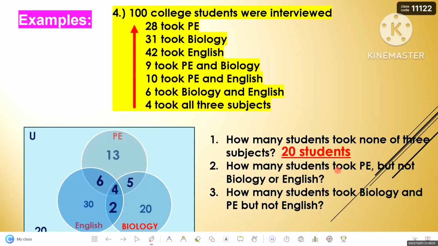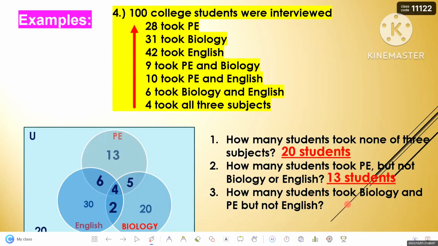So let's take number 2. How many students took PE but not biology or English? PE pero hindi English, hindi rin biology. Ano kaya ang tamang sagot? Is it 13? Let's try. That's correct. 13 students ang kumuha ng PE, hindi biology at hindi rin English. So ito yon, 13.